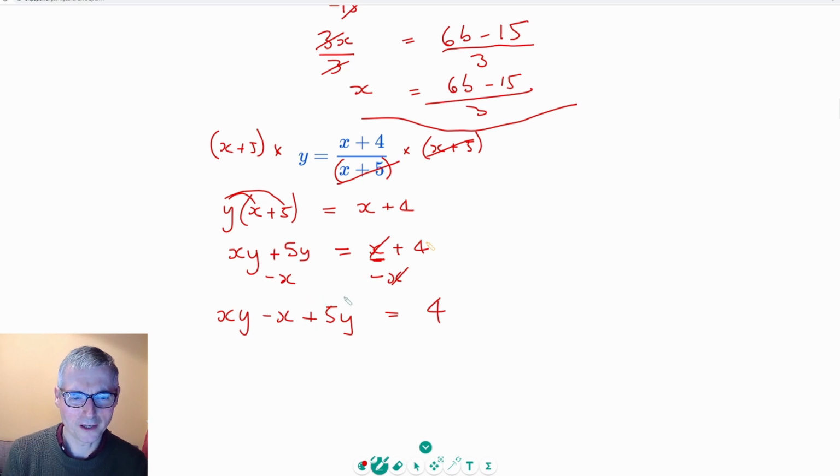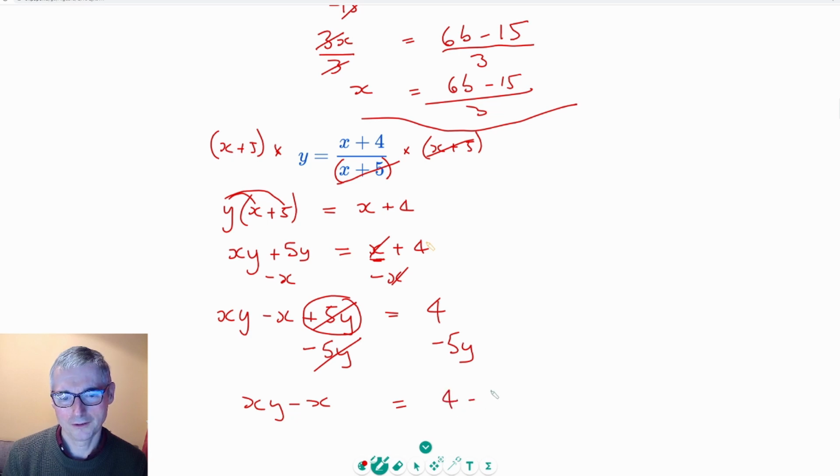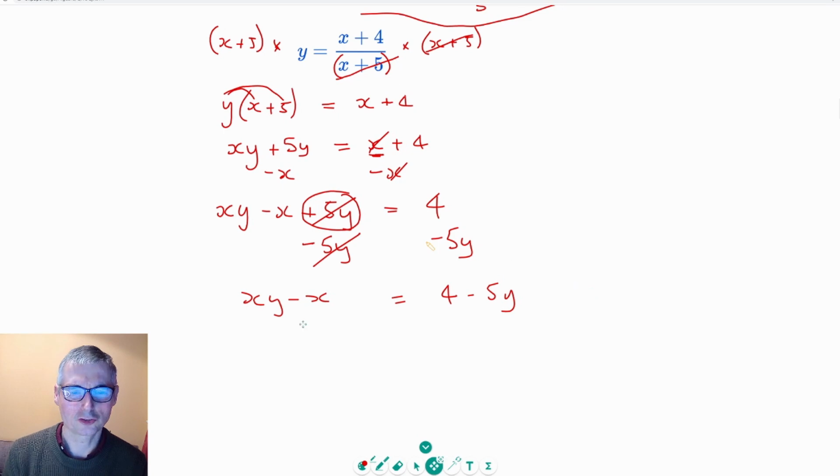Now what I'm going to do next is get rid of this plus 5y. So because that's a plus 5y, I've got to take away 5y, and I've got to do the same thing there. So that's going to cancel there, and we end up with xy minus x equals 4 minus 5y. So it's just like shuffling them around, really, and then getting them where we want them to be.